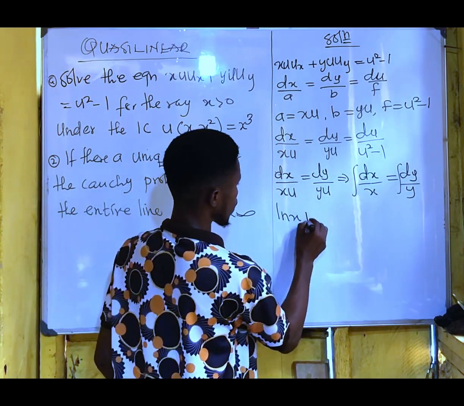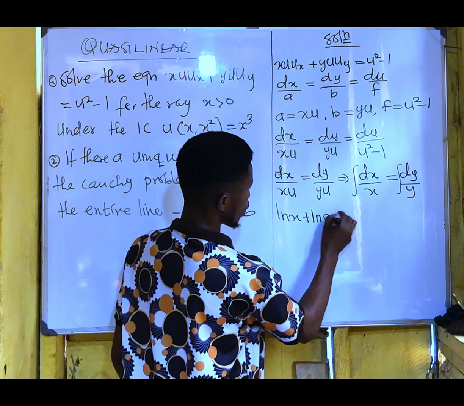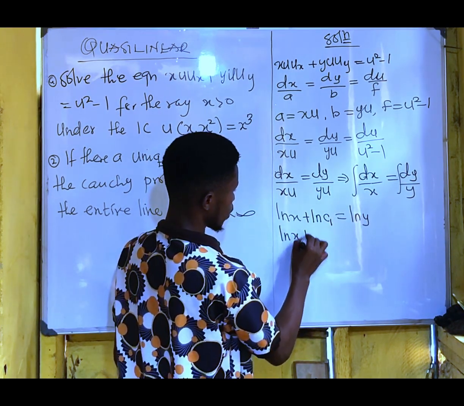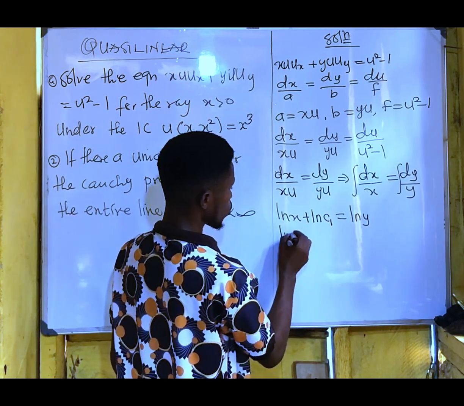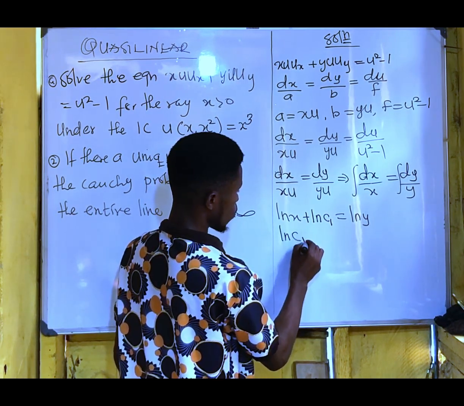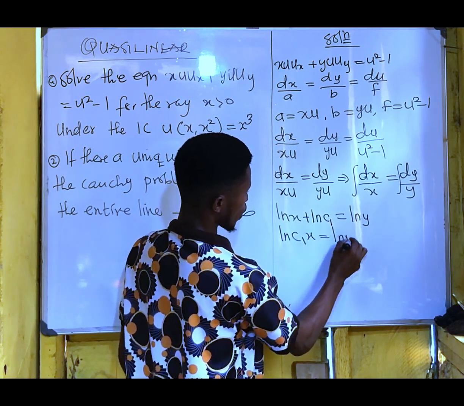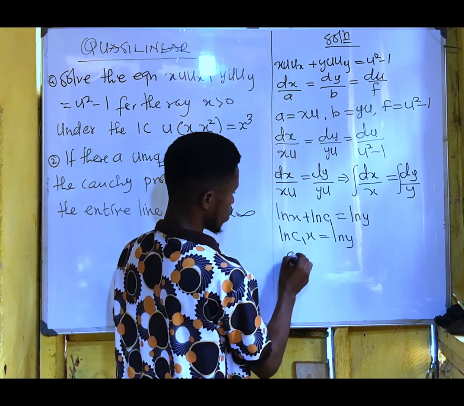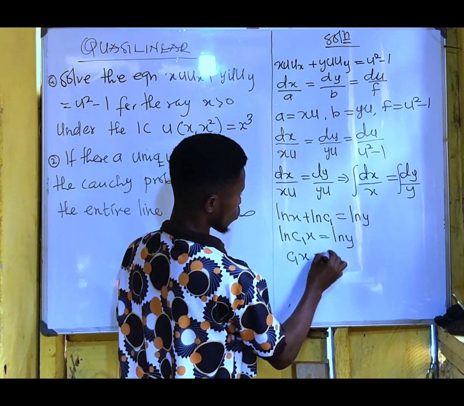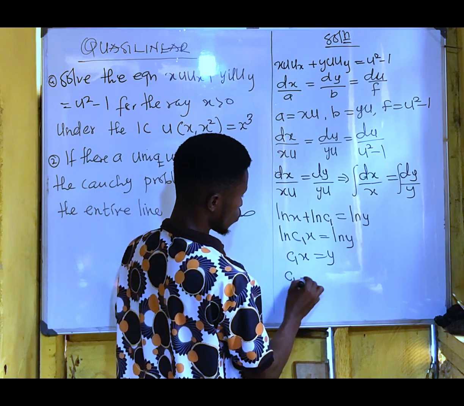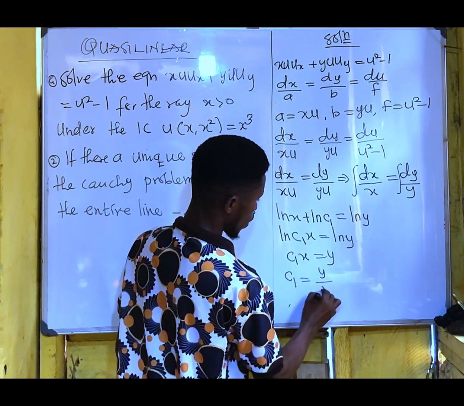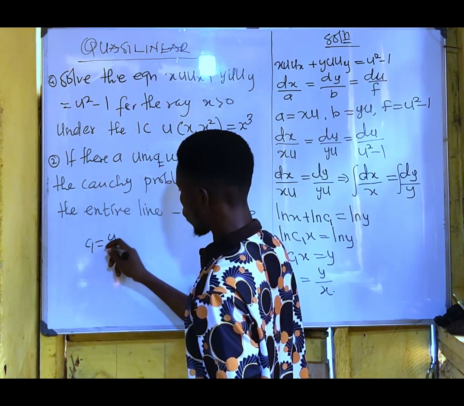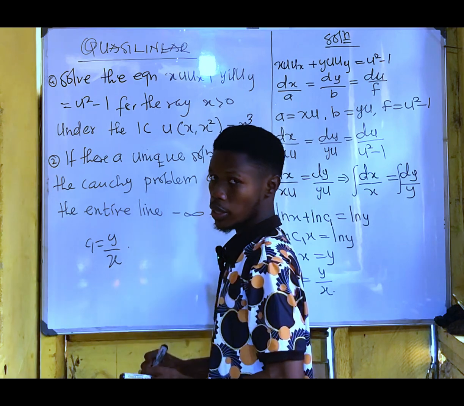ln x plus ln c1 equals ln y. So ln x plus ln c1 will give you ln c1 x equals ln y. So you take the exponential e on both sides. You have c1 x equals y. So our c1 will equal y over x. So let me write my c1 here, y over x. I'll come and use it later.